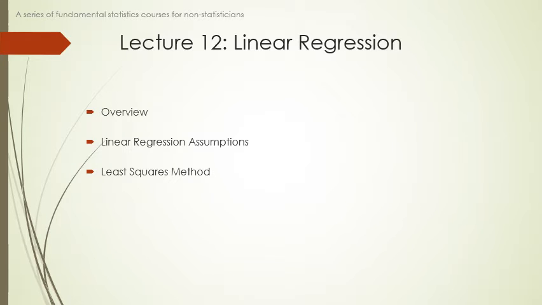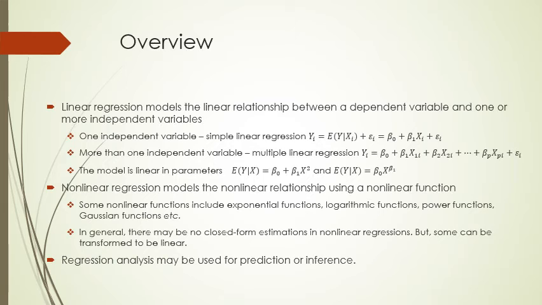In the 12th lecture, we will cover linear regression and the ordinary least squares method. In statistics, linear regression models the linear relationship between a dependent variable and one or more independent variables. The case of one independent variable is called simple linear regression. The simple linear model is E(Y) = β0 + β1x.